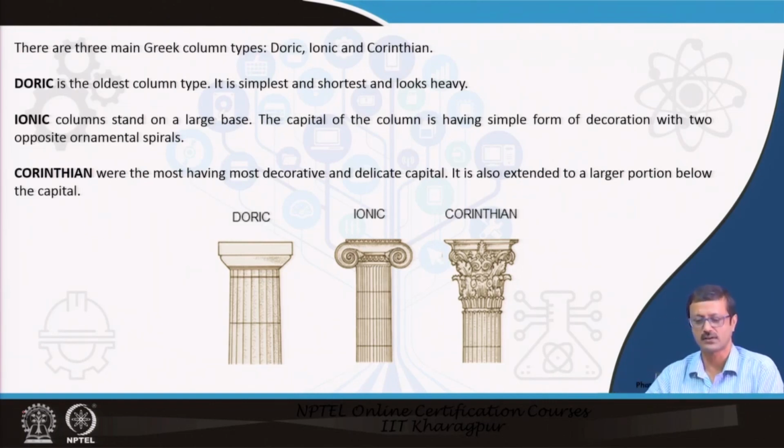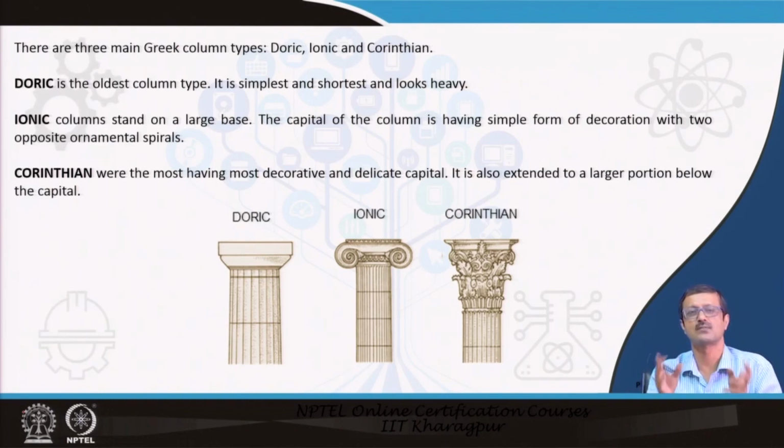So, from that point of view different orders came, and different types of capital of the column also changed formation, because the bearing length increases to take care of the higher amount of load. So, if you suddenly increase the capital it will look very odd.